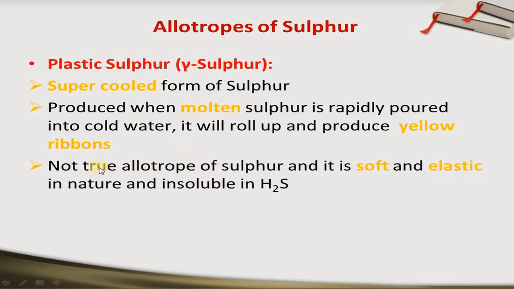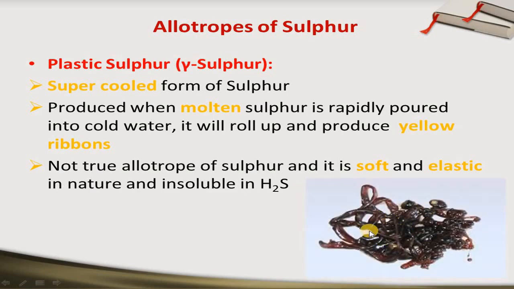It is not the true allotrope of sulfur. It is soft and elastic in nature, and it is insoluble in hydrogen sulfide. This is the structure of this plastic sulfur. Although it's not very yellow, its color is basically linked to this sulfur.